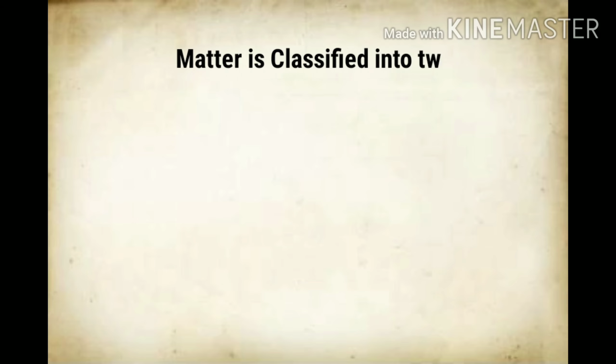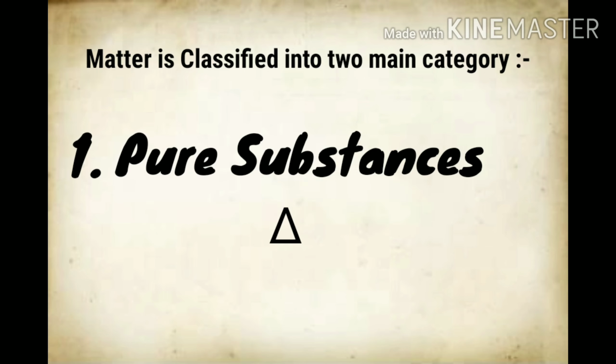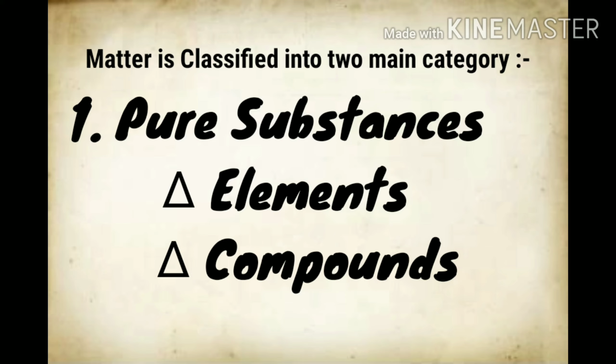Now let's see the chemical nature of matter. On the basis of reaction of matter and their chemical behavior, matter is classified into two main categories. Number one is the pure substances, which are broadly categorized into elements and compounds. Now see what elements are.